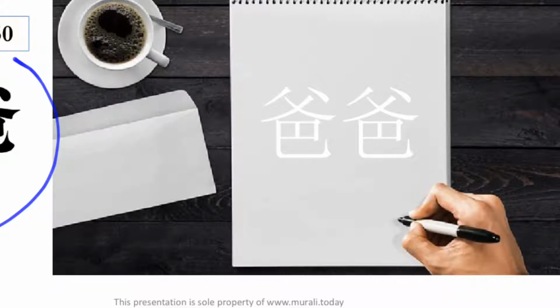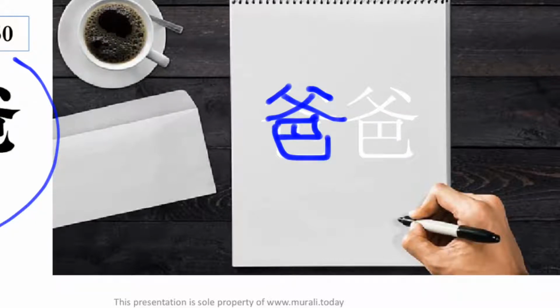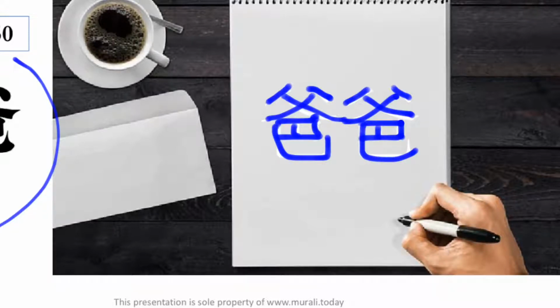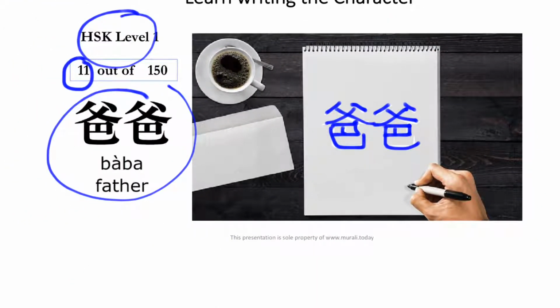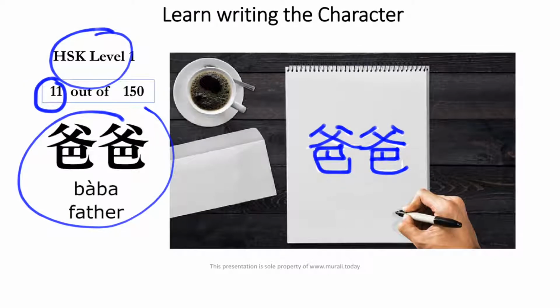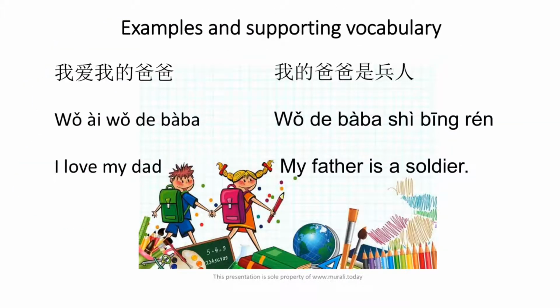So writing is like this: 1 2 3 4 5 6 7 8. 1 2 3 4 5 6 7 8. I hope it is clear how to write the word. And if you go to the next step, you have to watch these strokes many times so that you understand how the stroke order is. And then you can learn about the supporting vocabulary using Baba.